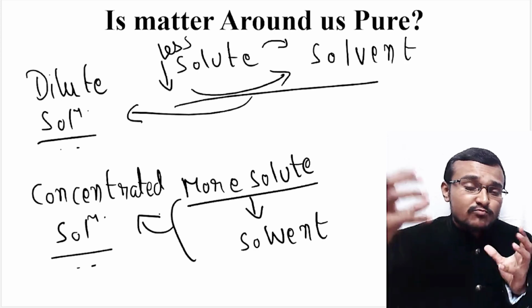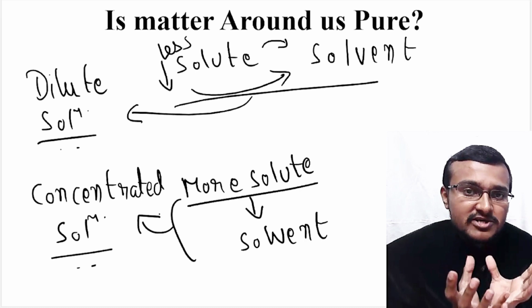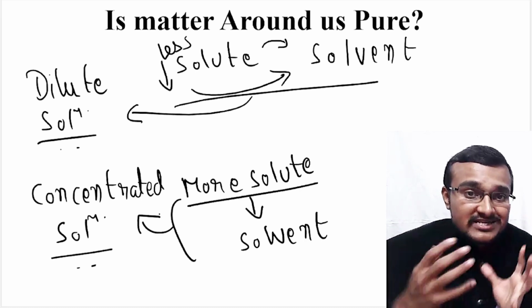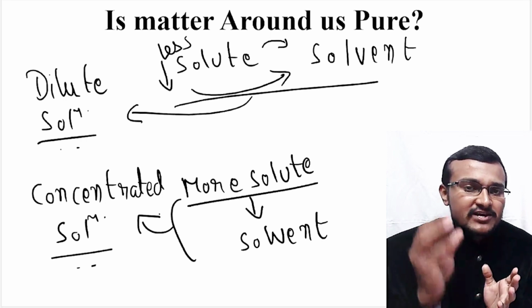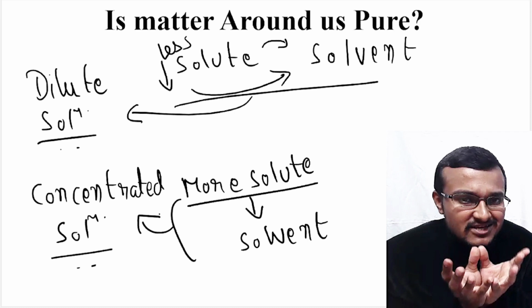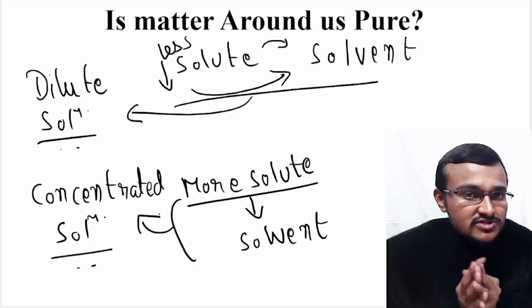That means if you are putting more and more solute into a solvent, then the concentration of that solute will increase. So at that time the solution will be known as concentrated solution. If you have a very little amount of solute in a particular solvent, that means a very small amount of solute is dissolved in the solvent, then it is known as dilute solution.